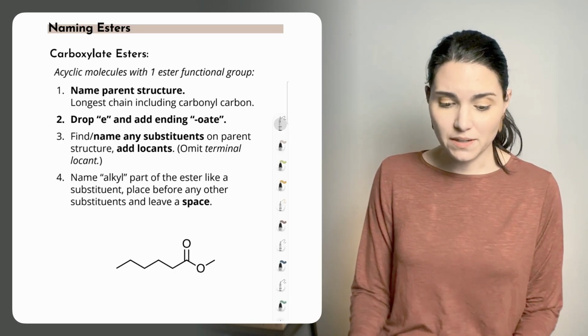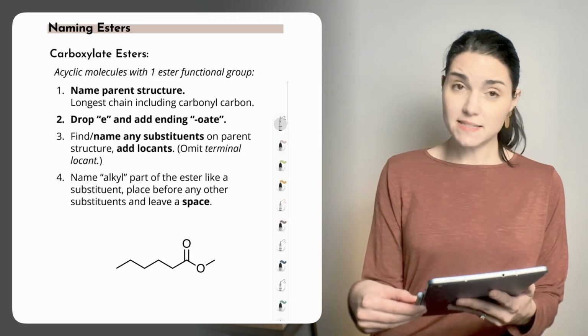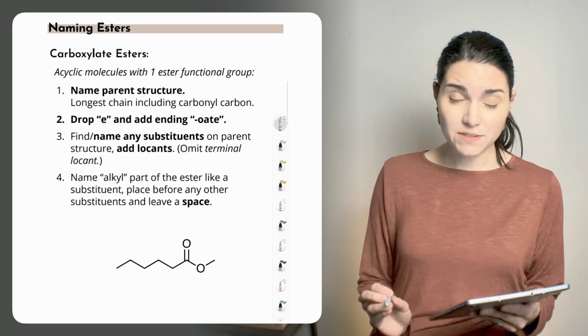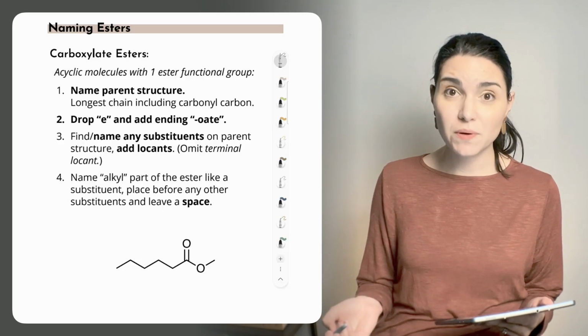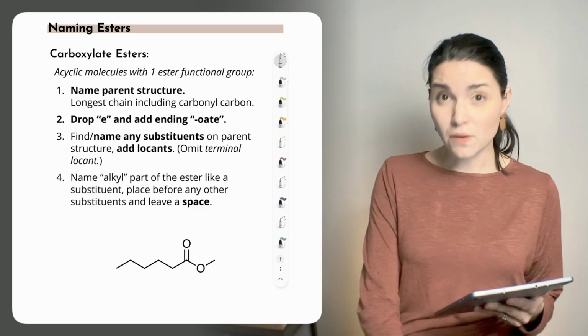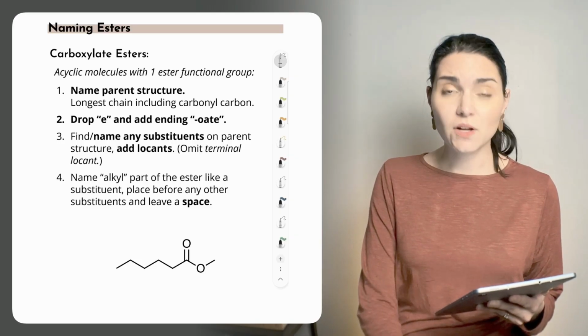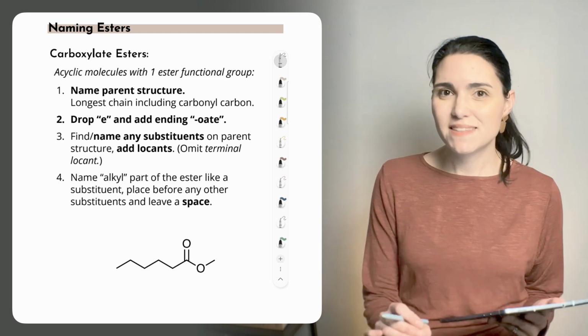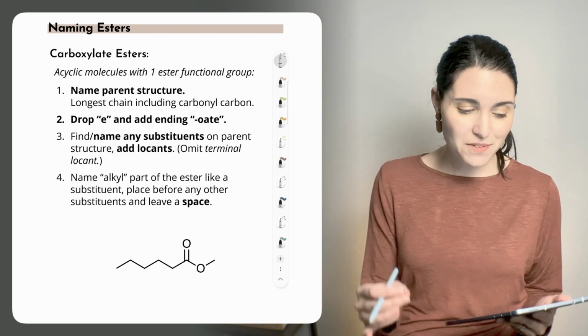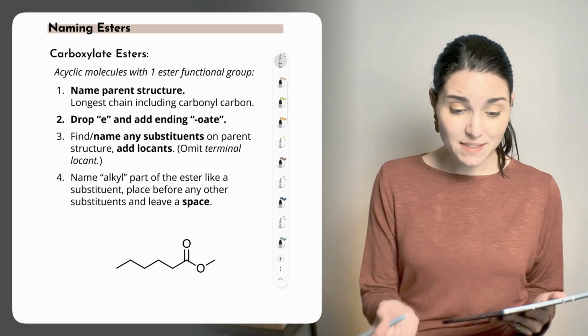So let's get started. We'll learn how to name acyclic esters that just have one ester functional group. So we'll follow these steps. First, we're going to, of course, name the parent structure, the longest alkyl chain that you can find that includes the carbonyl carbon, that C double bond O. I can't stress this enough because esters are a little bit confusing. You've got to include that C double bond O carbon.